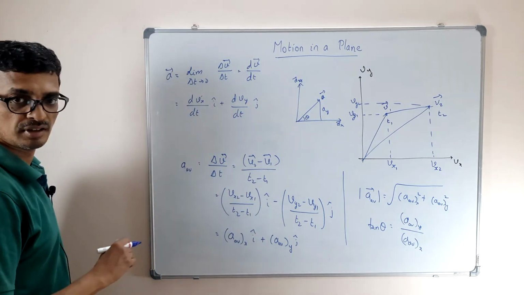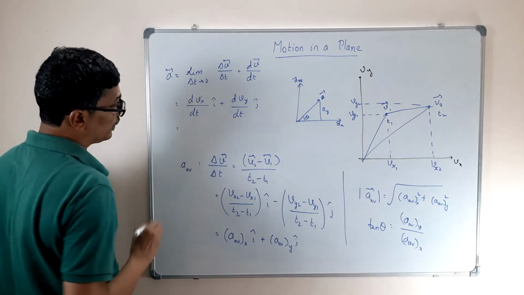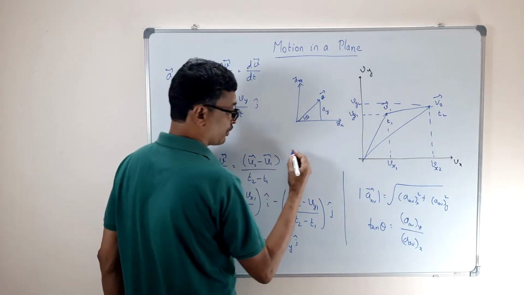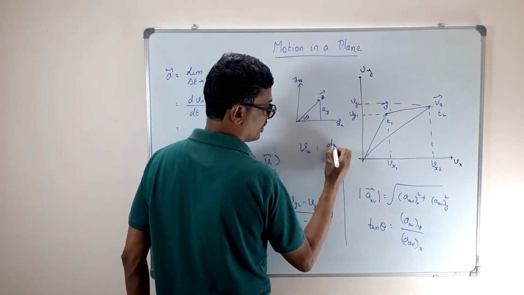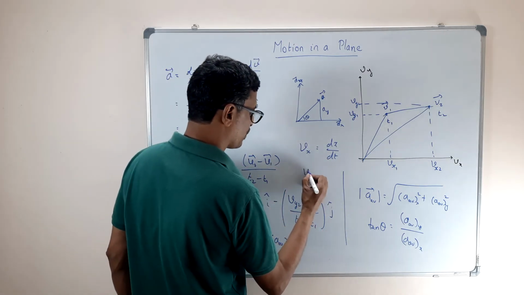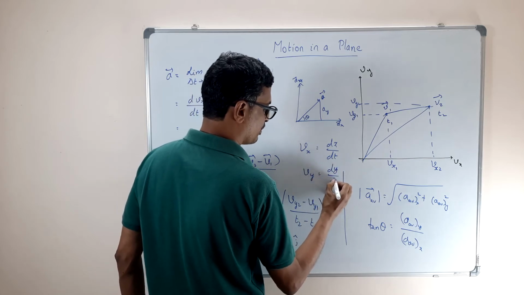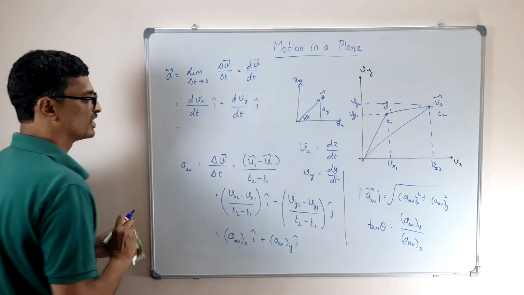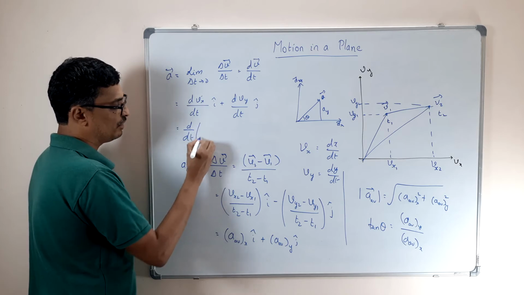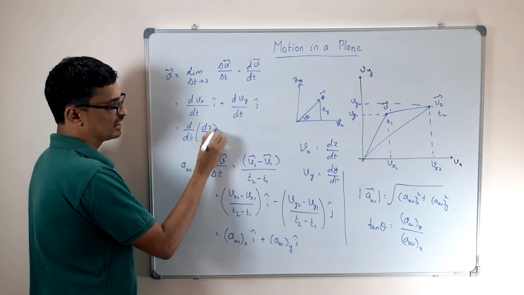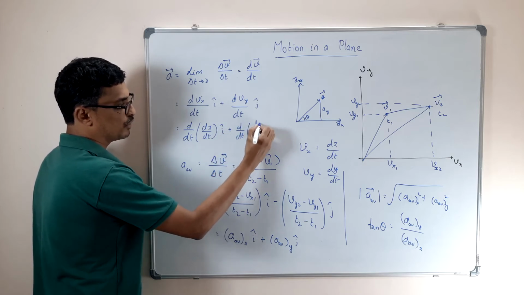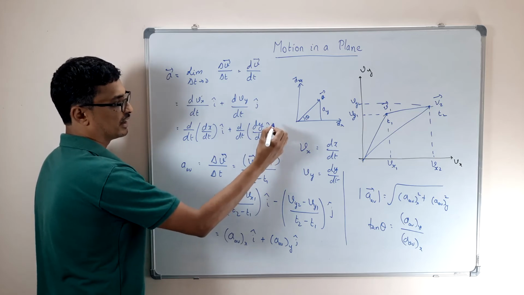The same thing I am going on. Now in fact you can go one step further also. What is Vx? You remember, in the earlier version, Vx is dx by dt. We can substitute that. And similarly Vy will be equal to dy by dt. We just saw before. So when you substitute, this will be called a second derivative: d by dt of dx by dt i cap plus d by dt of dy by dt j cap.